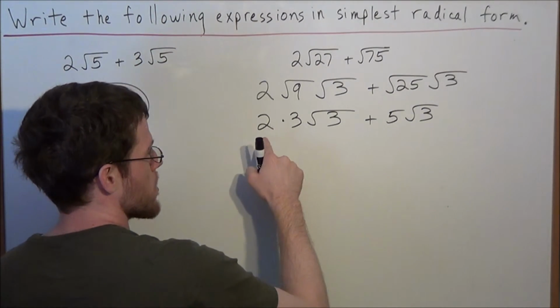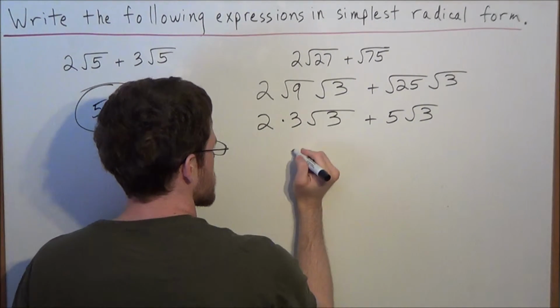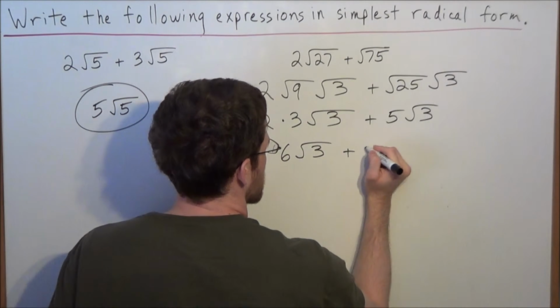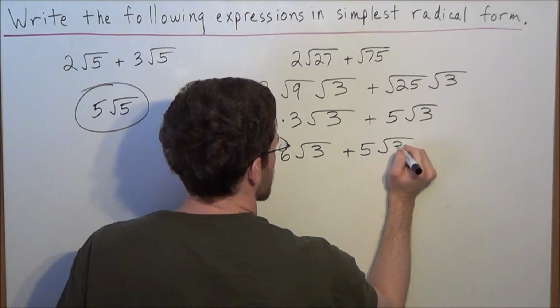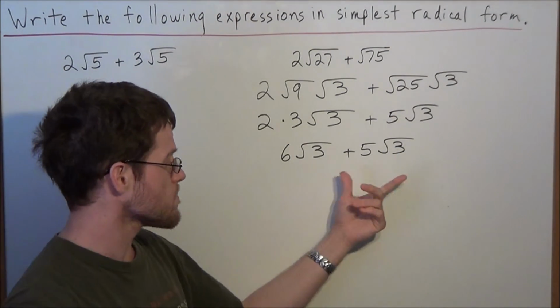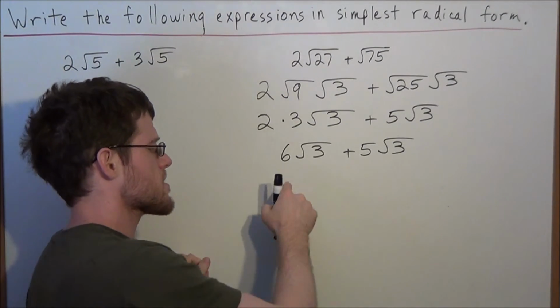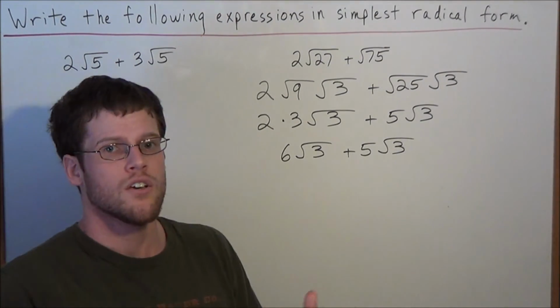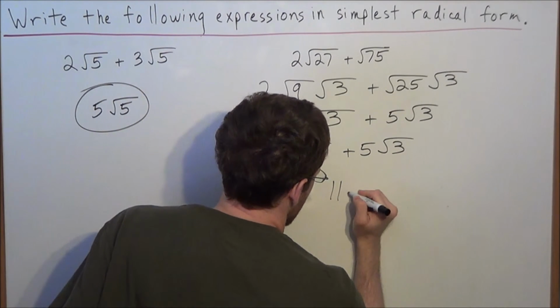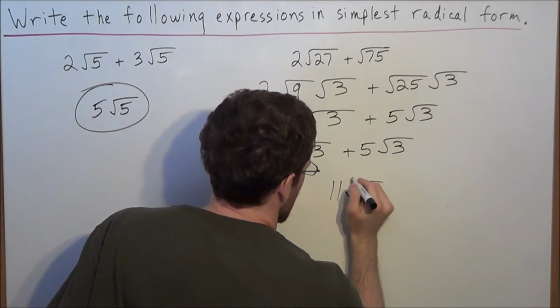But now for the next line we have 2 times 3. We can multiply the numbers in front, so we have 6 radical 3 plus 5 radical 3. And once again, as we saw before, we're not going to add the radicals. We're going to treat this almost like 6x plus 5x. So if we add the numbers in front, 6 plus 5 is 11. So the final result here is 11 radical 3.